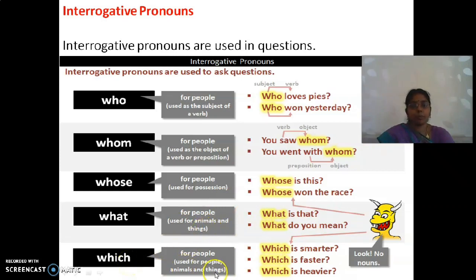Which is used for people, animals and things, all 3 categories. Which is smarter? Which is faster? Which is heavier? Which work is smarter? Right? For people. Animals, which is faster? Cheetah is faster or rhino is faster? Things, which is heavier? Car is heavier or bike is heavier? So, which is used for people, animals and things.